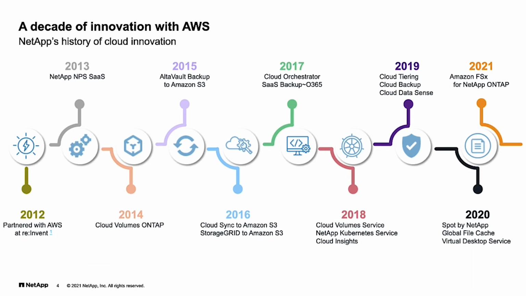AWS has helped customers migrate their workloads for about 13 years, and Netapp has partnered with AWS for the past decade. Netapp's partnership began in 2012 at re:Invent, and along this journey, Netapp launched one of the first SaaS offerings on the AWS marketplace. Less than a year later, the ONTAP operating system was ported to AWS to provide customers the choice of on-prem, cloud, or both.